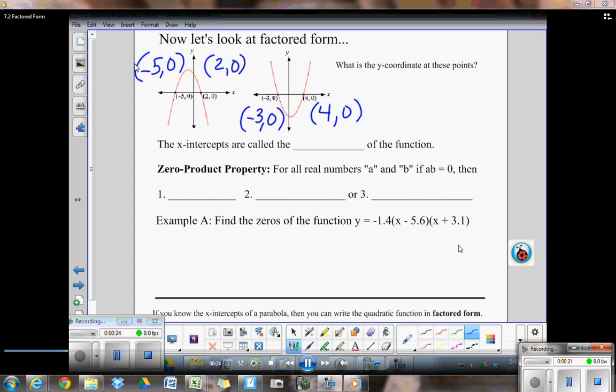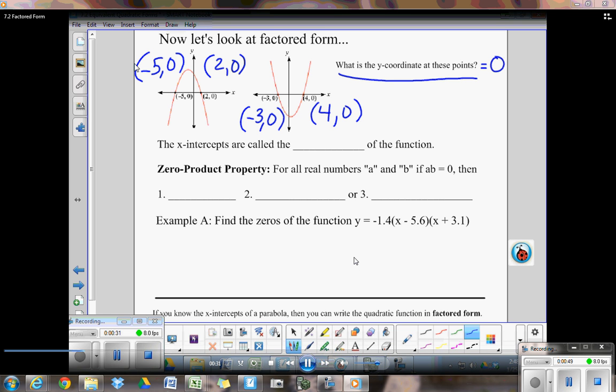So first thing I want to clarify on your paper is that the x-intercepts that you see here for these parabolas are, for the one that's upside down, (-5, 0) and (2, 0), and for the right side up one, (-3, 0) and (4, 0). One thing that they have in common is that the y-coordinate at all four of these points is 0.